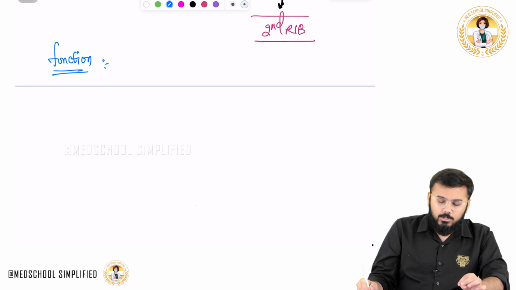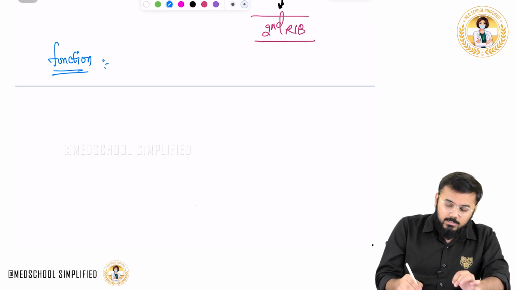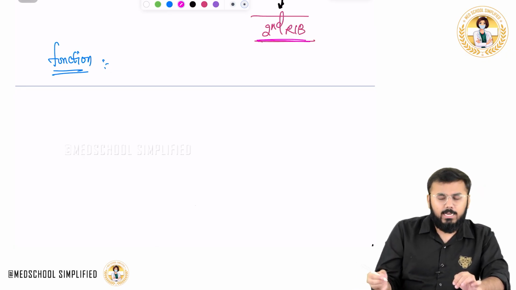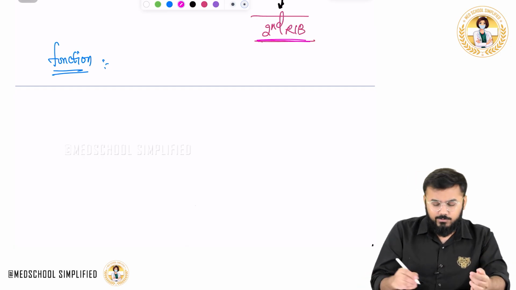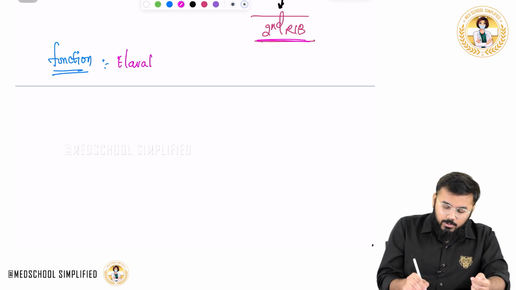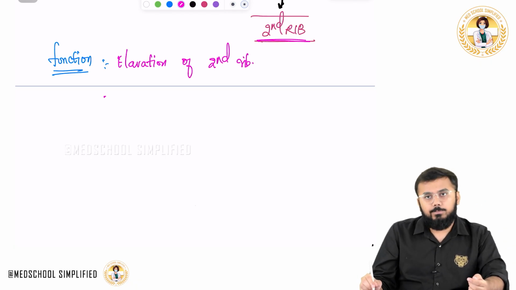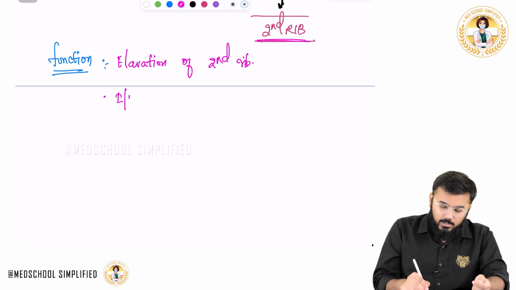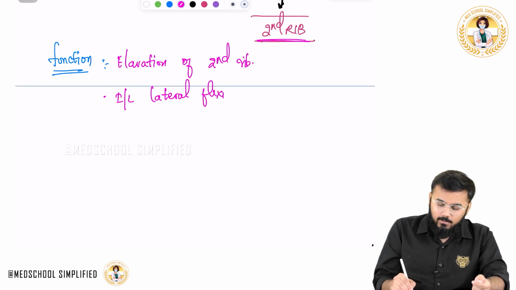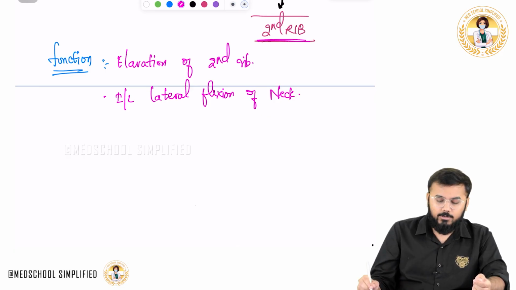Where is this muscle attached? It is attached to the second rib. So obviously it will do the elevation of the second rib. Again the same function: ipsilateral lateral flexion of the neck.